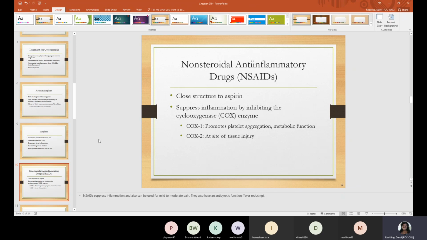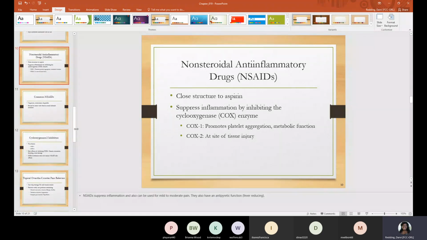So the NSAIDs suppress the inflammation, and they could also be used for mild to moderate pain. They also have an antipyretic function, which, remember, antipyretic means fever reducing. So an NSAID has 3 properties. I told you that acetaminophen has 2 properties: it is a pain reliever and a fever reducer. The NSAID has 3 properties because it's a pain reliever, it's a fever reducer, and it works for inflammation. So based on the effects the patient needs, that is why an NSAID may be chosen.